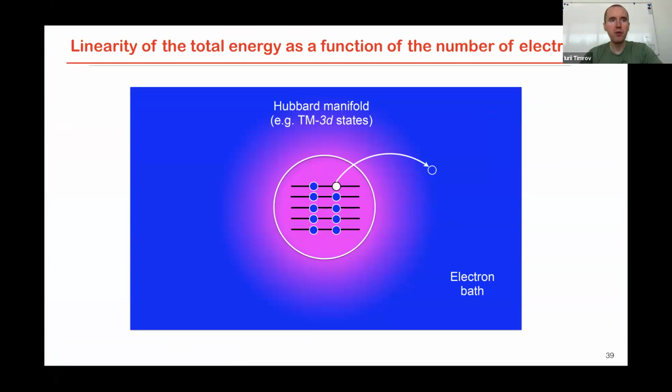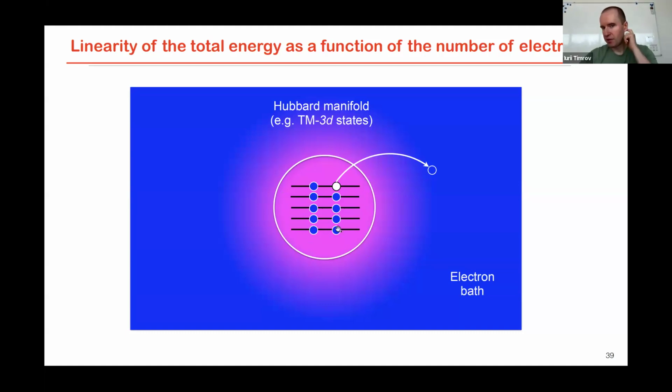So now how can we compute the Hubbard U using linear response theory? This linear response theory is based on the idea of linearity of the energy. So this is just schematics. Imagine, let's say, iron oxide, our example that we use throughout the lecture. Suppose this circle is iron.